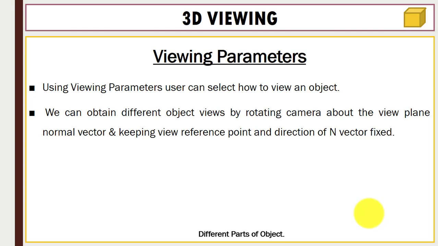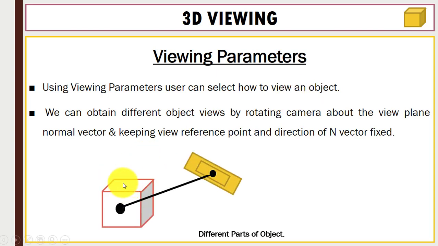Hello, in this video you will see different view parameters. So the first question is why we need view parameters. Using view parameters we can select how to view an object. For example, we want to see a 3D object from the different sides, from the left side, from the right side, from the top, from the bottom.